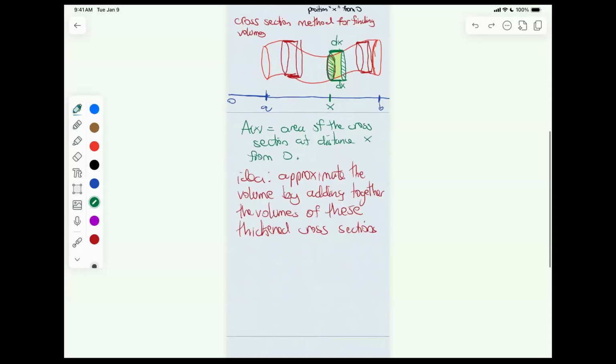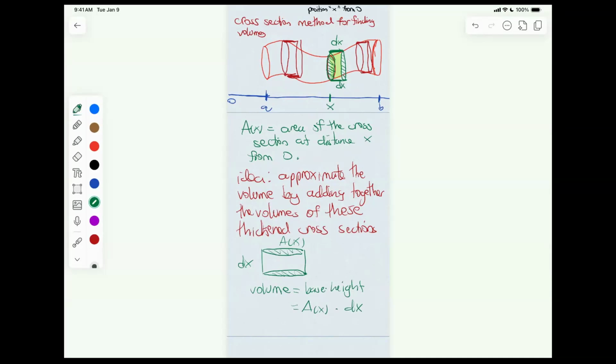But yeah, I can draw that same picture on the board. What I'm trying to say is the volume of one of these pieces, which is like a solid cylinder, is base times height. In this case the base, you think of it as being A(x), and the height is dx. And so you're adding all these pieces.